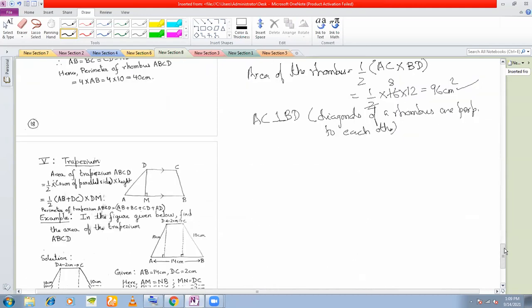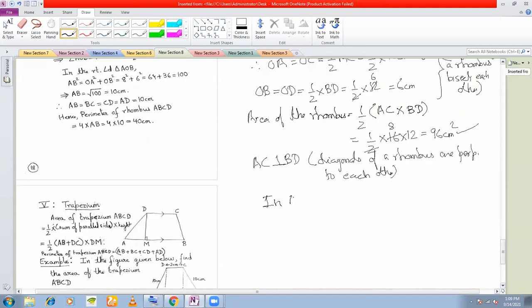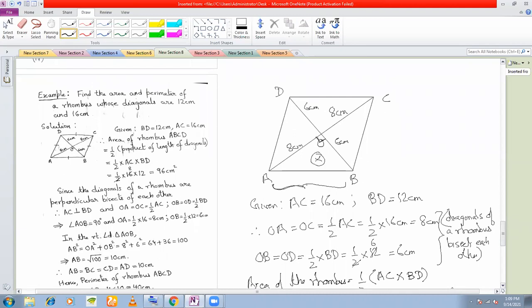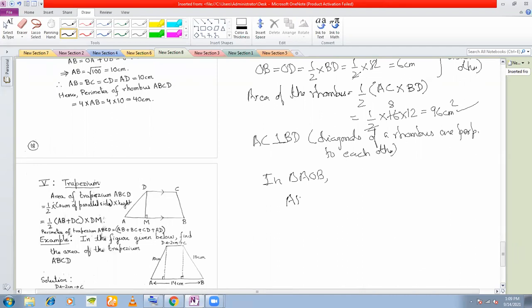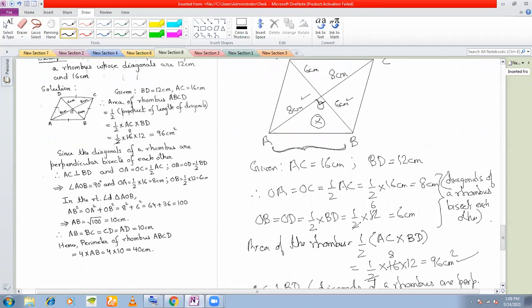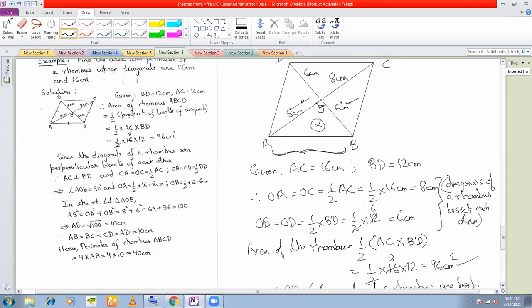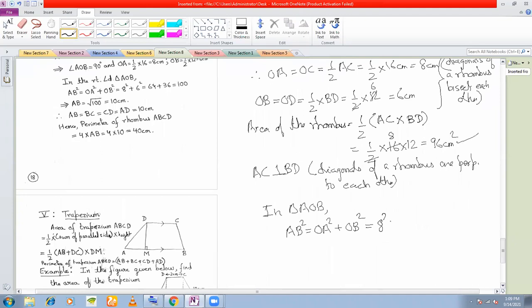So you'll write in triangle AOB. Which one is the hypotenuse? AB. You can take this as the base, this as the perpendicular. So AB square is equal to OA square plus OB square. Okay. Which is equal to, and how much have we found out the length? We have found this out to be 8. We have found this out to be 6. So 8 square plus 6 square, 64 plus 36, which is equal to 100.